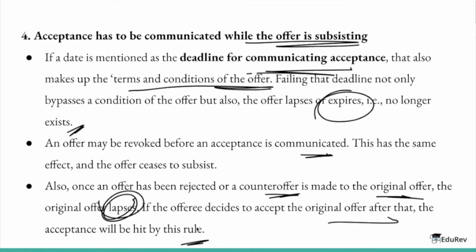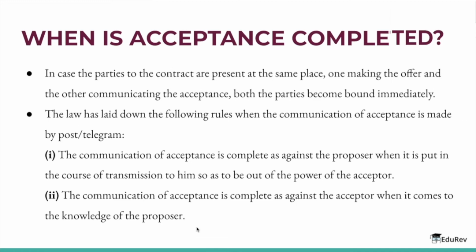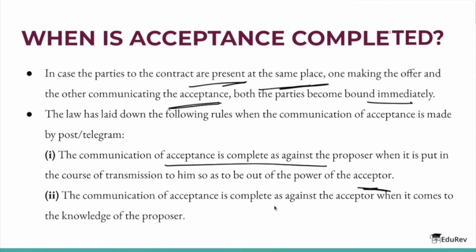But when is acceptance completed? Let's understand that. In case the parties to the contract are present at the same place, one making the offer and the other communicating the acceptance, both the parties become bound immediately. Now the law has laid down the following rules when the communication of acceptance is done. That is, the communication of acceptance is completed as against the proposer when it is put in the course of transmission to him so as to be out of the power of the acceptor. And the communication of acceptance is complete as against the acceptor when it comes to the knowledge of the proposer.